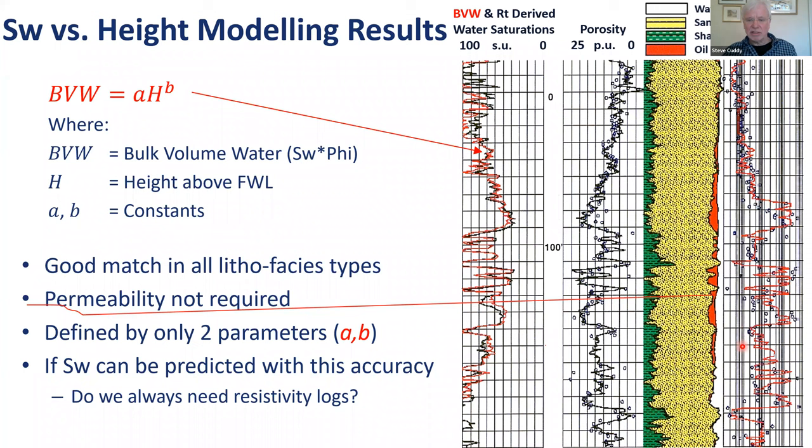Permeability is not required to derive this. You would not expect permeability to be related to water saturation. So this is only defined by two parameters which represent the complete reservoir. So you might well ask, if SW can be predicted with this accuracy, do we always need resistivity logs? Now, what do I mean by that? For instance, if you drill a later well in the development in the field and the resistivity log failed, but you had the other logs, would you want to go to the expense of another day of rig time to acquire the resistivity log if you could already match the water saturations from the model as accurately as this?